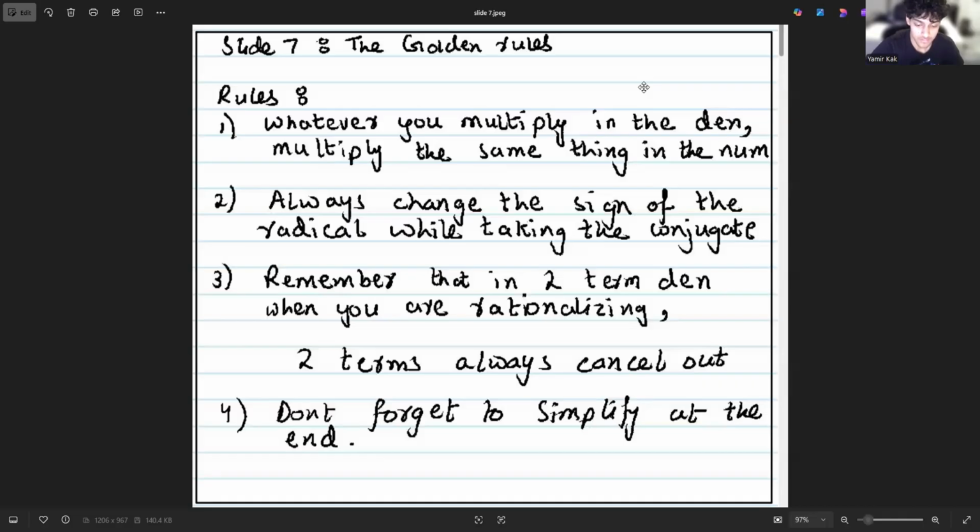So generally, just to sum it all up again: multiply the numerator and denominator by the same value, change the sign for the conjugates, remember that terms cancel out, especially with conjugates and with rationalizing, and then simplify in the end. Keeping these rules in mind, rationalizing denominators will become so easy. So that should be it.